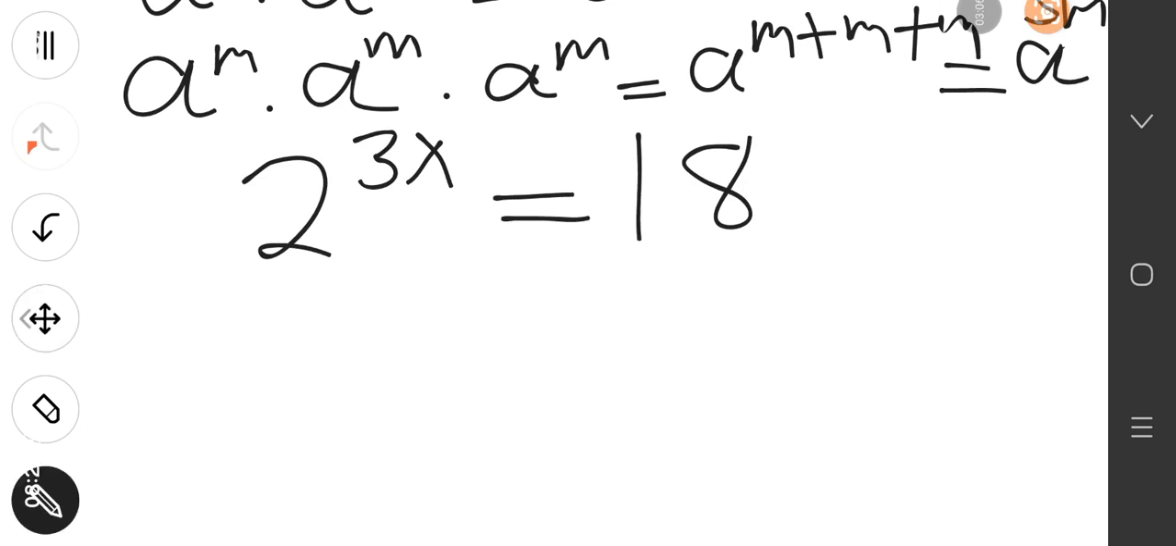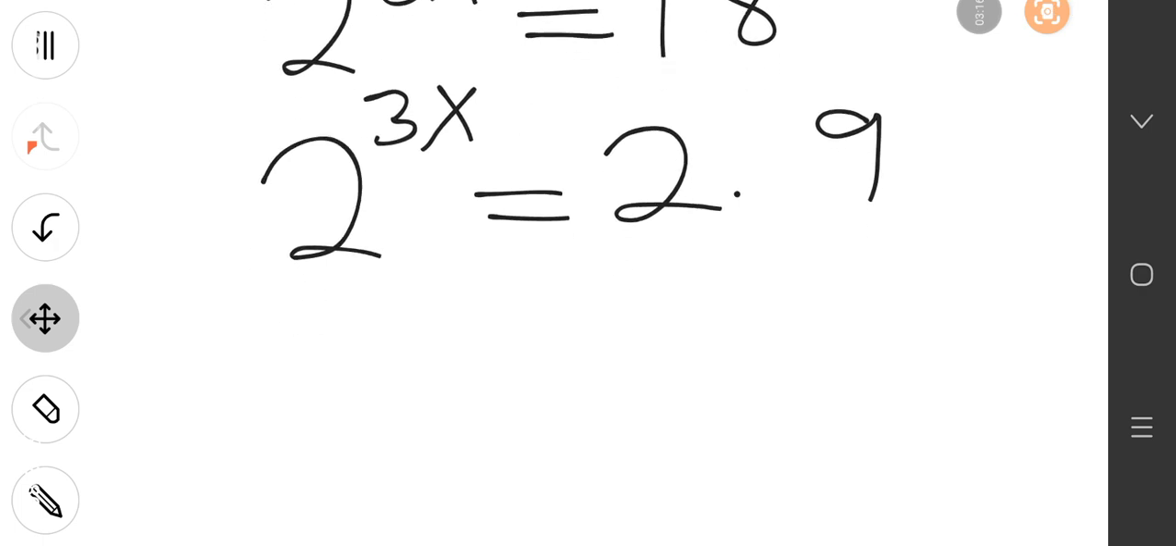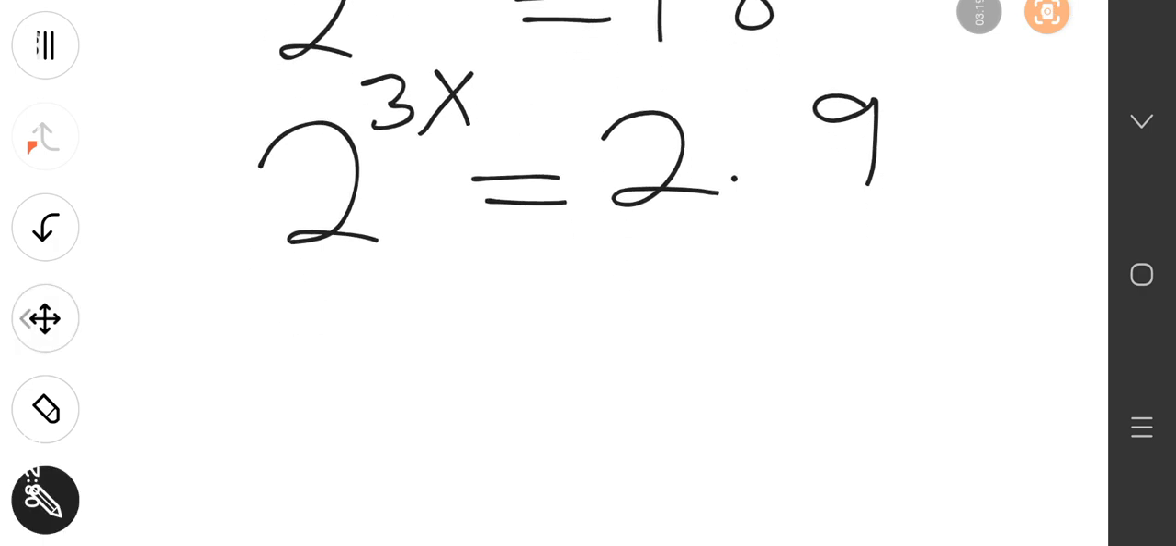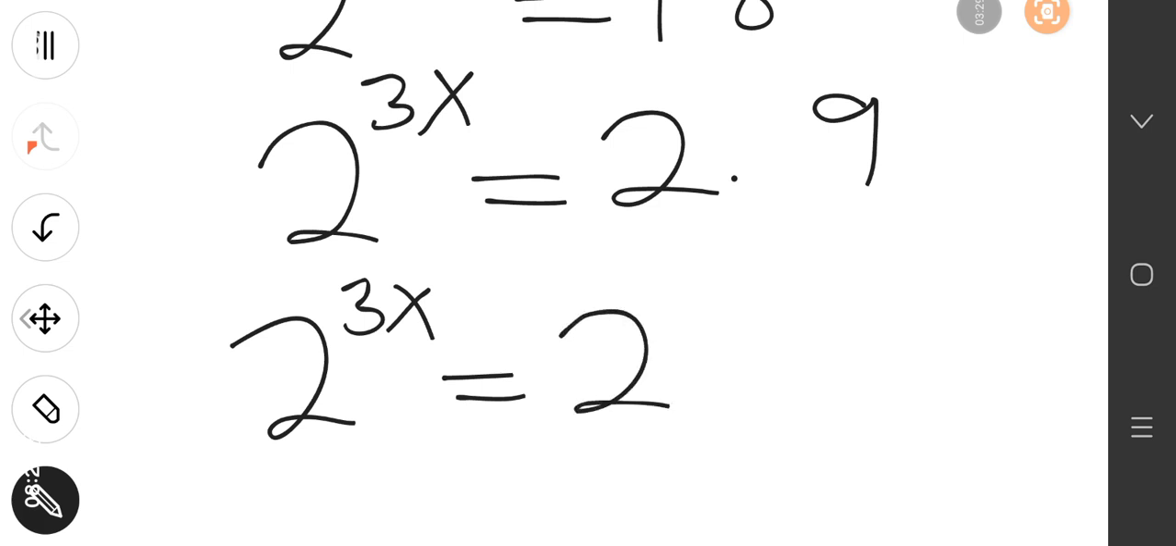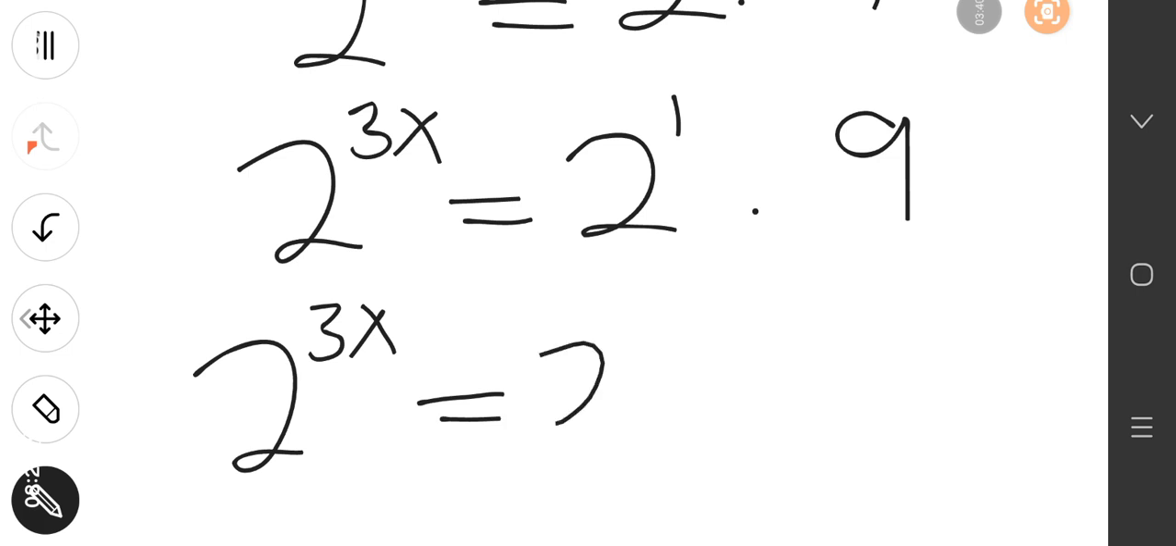Now 2 exponent 3x equals, now 18 is the same as 2 times 9. So you're going to have 2 exponent 3x equals, now any number has a power of 1, so 2 can be written as 2 exponent 1. So our equation becomes 2 exponent 3x equals 2 exponent 1 times 9.